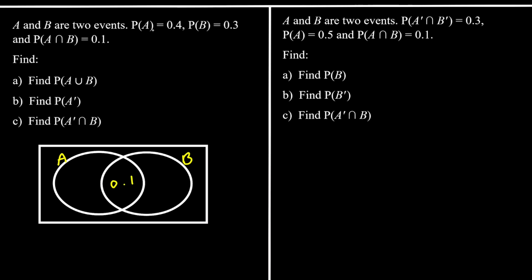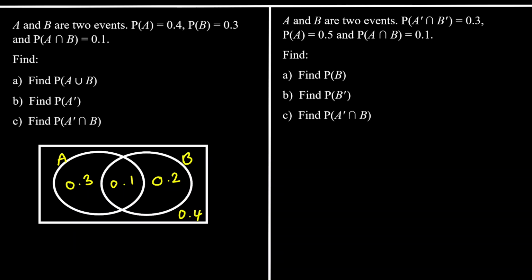The probability of A is 0.4, so the whole A circle has to be 0.4. So it must be 0.3 for only A. The whole B circle is 0.3. So B by itself must be 0.2. And this adds up to 0.6. So we have 0.4 for neither A or B.